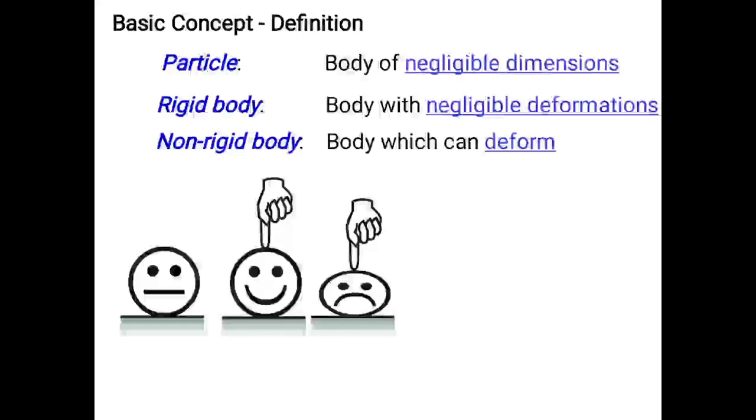The first one is a body, shown as a smiley image. In the second one, when you apply a force, it does not undergo any deformation. That is called a rigid body. In the third drawing, when you apply the force, the body undergoes deformation. This is called a non-rigid body. So the second diagram is a rigid body, and the third diagram is a non-rigid body.